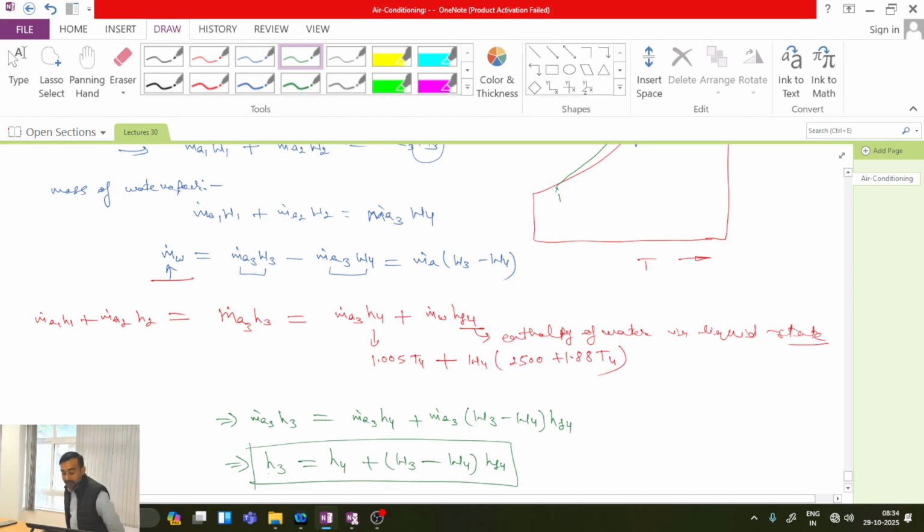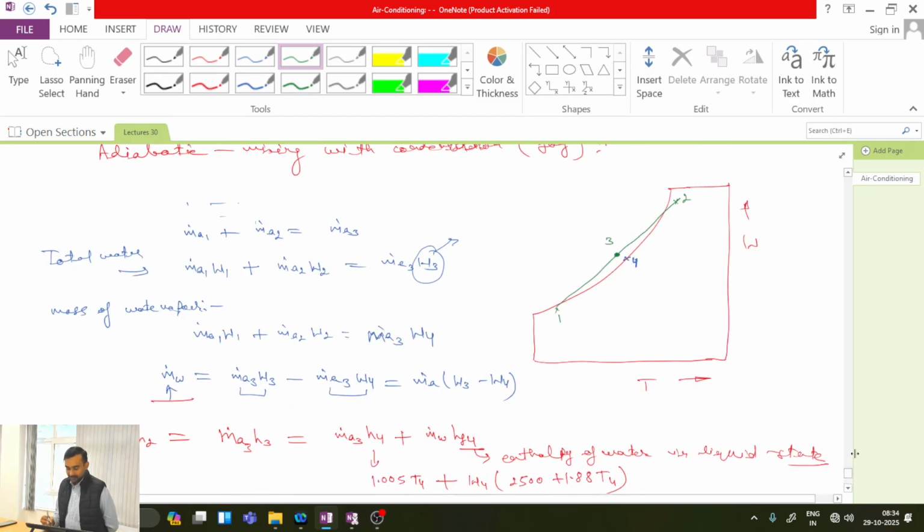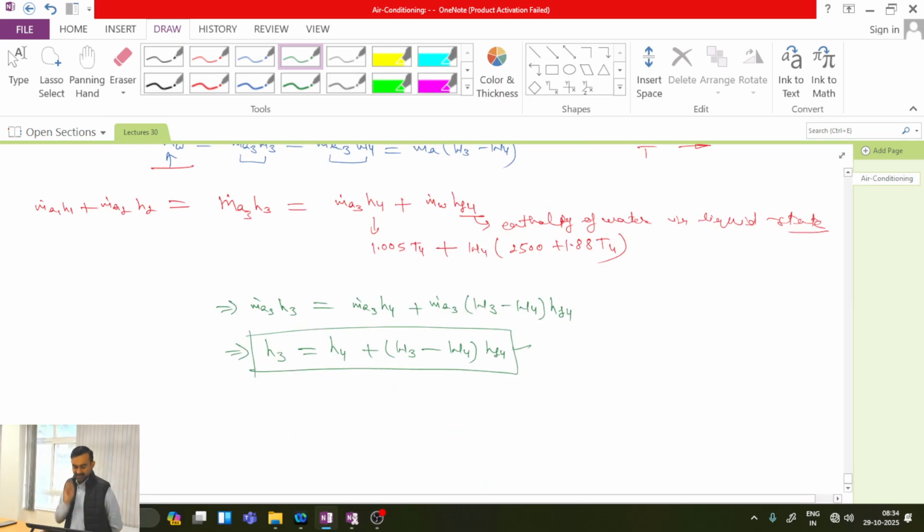Now, can you determine state 4? In the graph, I have simply located some random point. But in order to exactly locate this point, we must have some mathematical basis. At present, what I am finding is that we have only a single equation. In this equation, what are the unknowns? H3 I can determine by directly using this mixing. H4 is unknown, W4 is unknown, and HF4 is also unknown. So what do I need to do now?